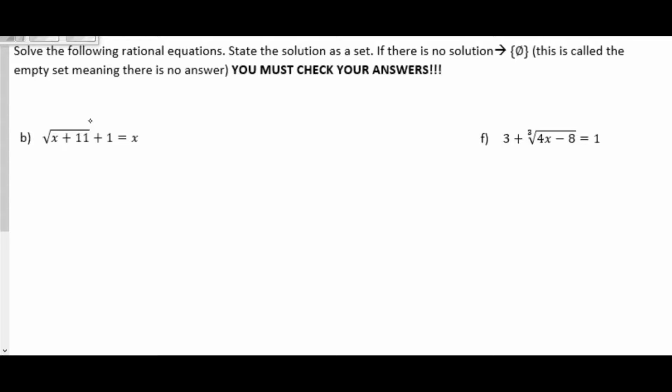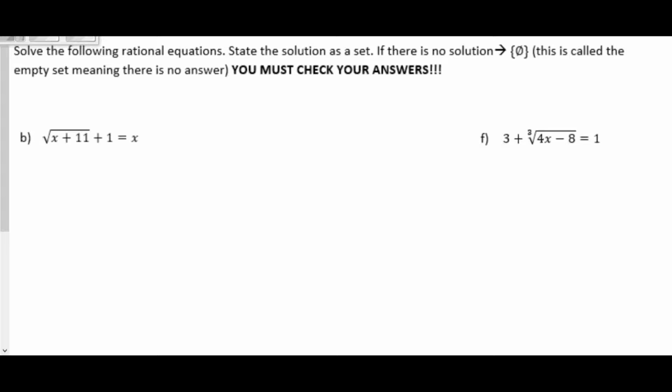So we are going to solve the following radical equations, state the solution as a set. If there's no solution, we're going to do something called the empty set, and you must always check your answers because we get something called extraneous solutions, meaning they make it invalid. So in order to solve radical equations, basically we're going to look to undo the square root, and all that means is we're going to square a square root or we're going to cube a cubed root. So in order to do that, we need to isolate the square root.